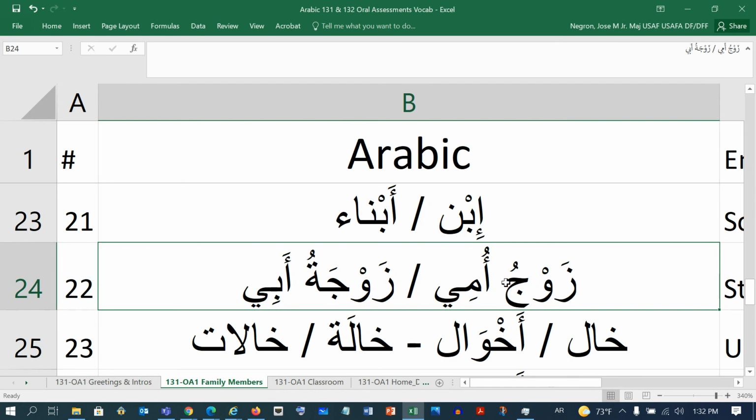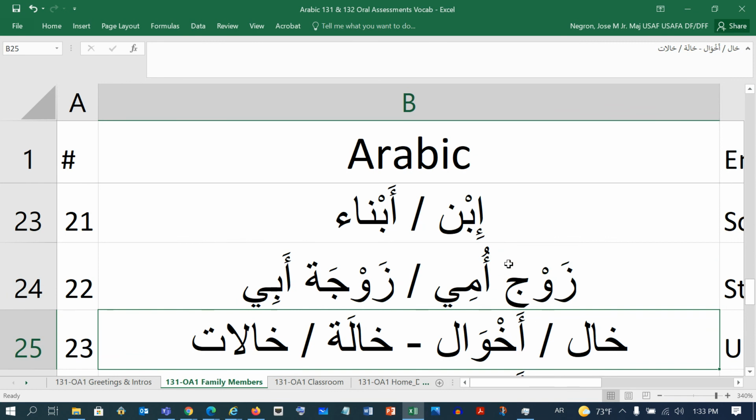So, zawj, and we don't need to put the dhamma there. That's for a high register of Arabic. We don't need that dhamma there, nor do we need this dhamma here necessarily. You might see them there. But what you might see for a stepdad is zawj ummi. That's the husband. The "of" is implied here. The husband of mom of mine. So that's my stepdad, right?